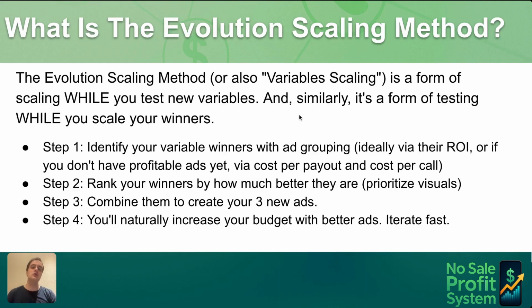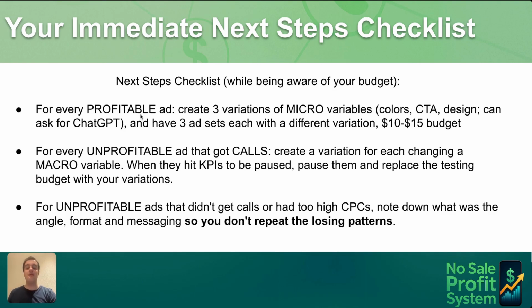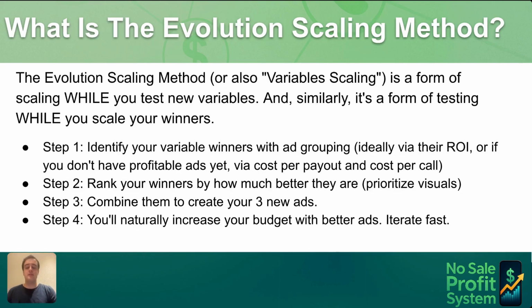So what is the evolution scaling method? Let's say you're already following this and you have profitable ads. If you're not, obviously, you can just keep following the checklist. So you can keep creating macro variations. You can keep changing big variations from your ads until you find profitable ads. That's the first goal, finding profitable ads, obviously. And sometimes it can take a little bit more. Sometimes even the first few days you can get there.